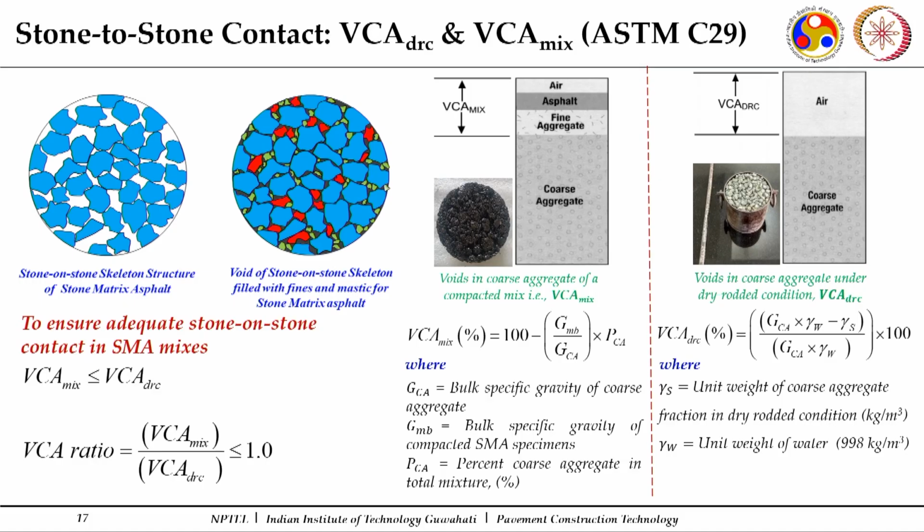Now this is how a skeleton looks, and there is one test which is usually done to ensure that good contact points exist between your coarse aggregate particles, which we call stone to stone contact. In stone matrix asphalt, it is important to ensure good contact between the coarse aggregate particles, and for this a test is done where first only the coarse aggregates are dry compacted, and the voids in those dry compacted aggregates are checked. We call that voids in coarse aggregate under dry rodded condition.